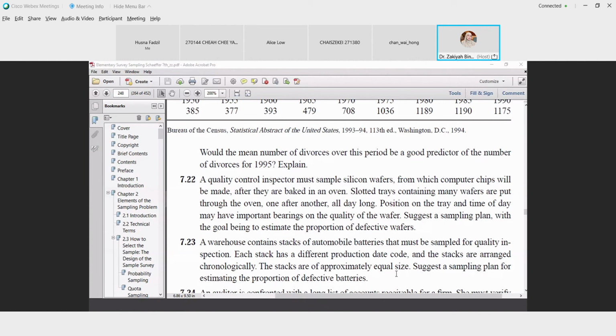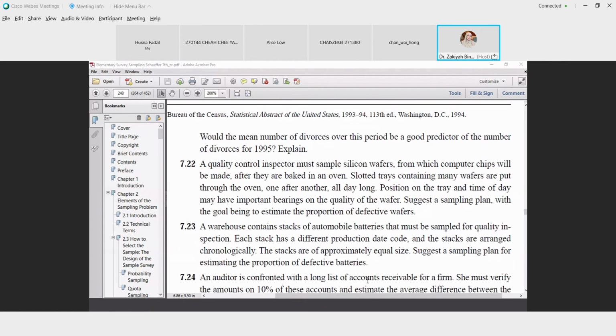Okay, guys. 7.22 done. Let's move to 7.23. What's this? Warehouse stacks of automobile batteries that must be sampled for quality inspection. Each stack has a different production date code. Of course, just like Gardenia roti also, right? And the stacks are arranged chronologically. I hate this word. Chronologically, in a chronology. Oh, that's easy.